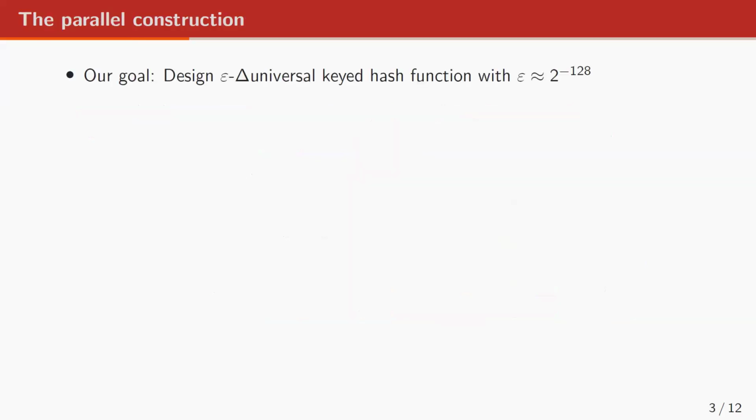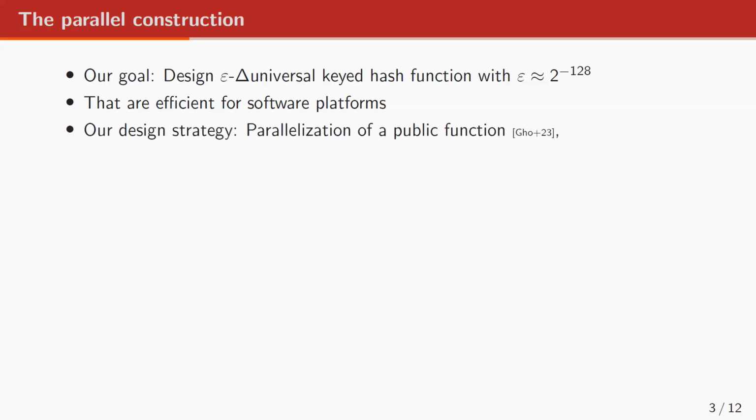Now, in this work, our goal is to design epsilon delta universal keyed hash functions, where epsilon is close to 2 to the minus 128. And we want to design the hash function for software platforms, by which we mean platforms which do not have AES or other cryptographic hardware instructions. And these platforms typically have single instruction, multiple data vector instructions. And these are the platforms that we target.